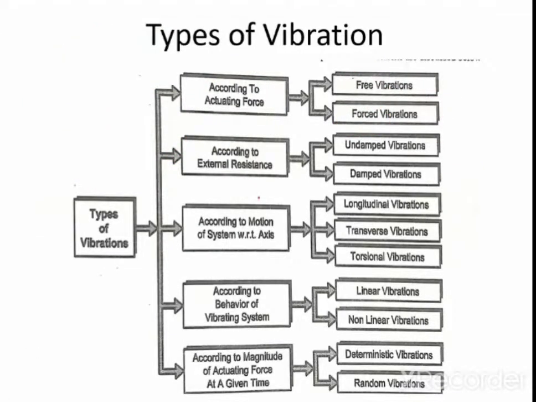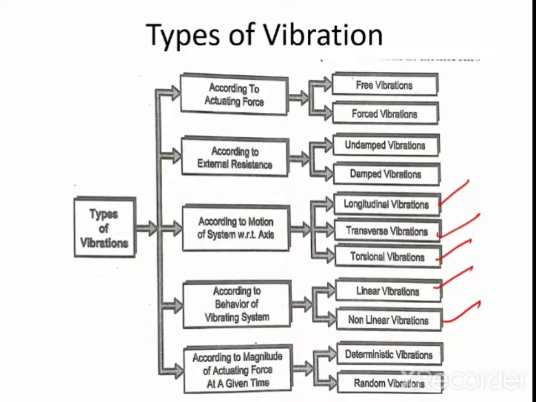Then we have, according to the motion of the system with respect to an axis, for example, a mass oscillating up and down about the vertical axis of a spring, it is called longitudinal vibration. So about the axis: longitudinal, transverse, and torsional. Then according to the behavior of the system: linear and non-linear vibrations. In your syllabus, we are interested only in linear vibration. Once you go to the ME MTech level, or maybe PhD level, you will study non-linear vibrations also.